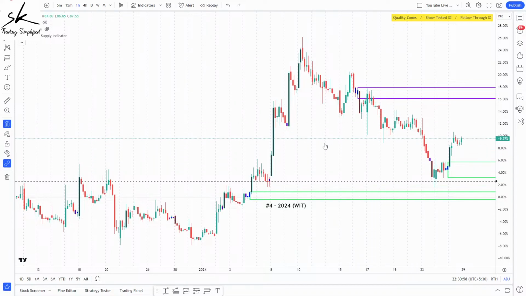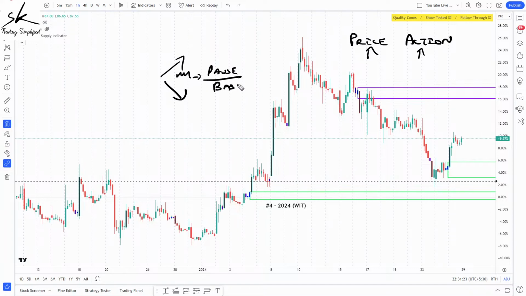All right, so whenever we talk about demand supply methodology, I always say demand supply is a price action based methodology. And what do we mean by price action? Price action means the action done by the price. And what action can price do? Price can only do two things. It can either move up or move down. It cannot do anything else. But when price is moving in a narrow range, we call it the period of pause, or we can also call it basing.